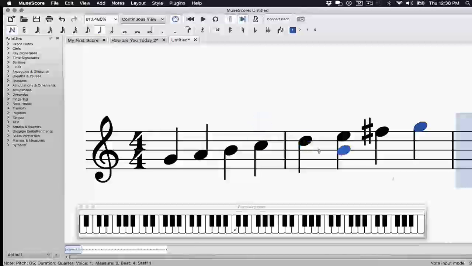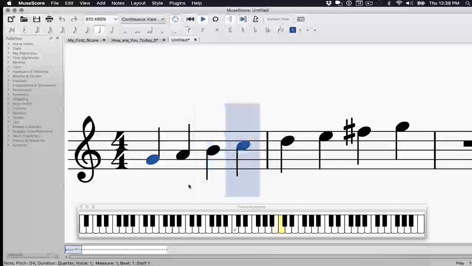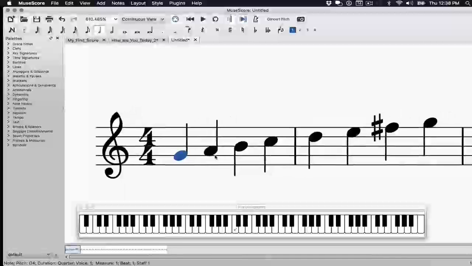Okay? Now let's look at a minor scale. Well, let's hear that first. Okay, good, happy major scale.